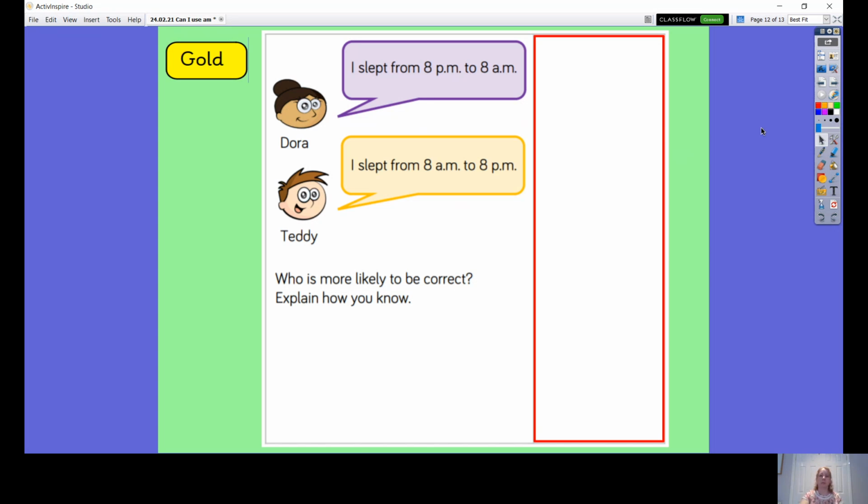Okay, so if we have a little think about this then, Dora's saying she slept from 8 PM, so that's 8 o'clock in the evening, and then she got up at 8 AM in the morning. Okay, that sounds reasonable, doesn't it? Although she might be a bit late for school.